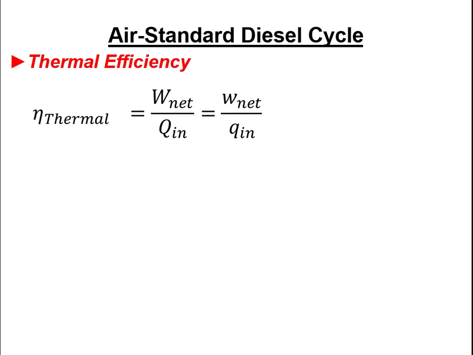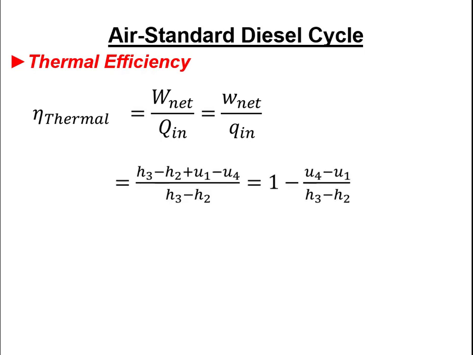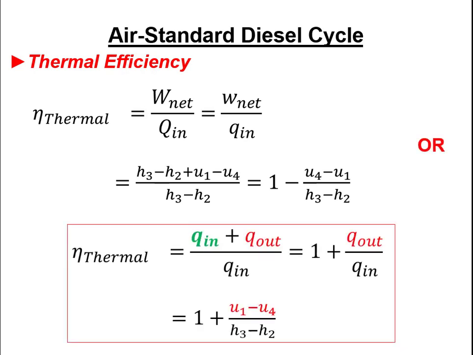Here I have thermal efficiency. If I'm trying to calculate that, now I know my values. Because the net work is Q in minus the absolute value of Q out, I can simplify this as 1 minus U4 minus U1 divided by H3 minus H2. We could do this with the Otto cycle as well, but just our H3 minus H2 would become U3 minus U2. Again, 3 and 2 are our states on the horizontal line. So I have expressions for the thermal efficiency.